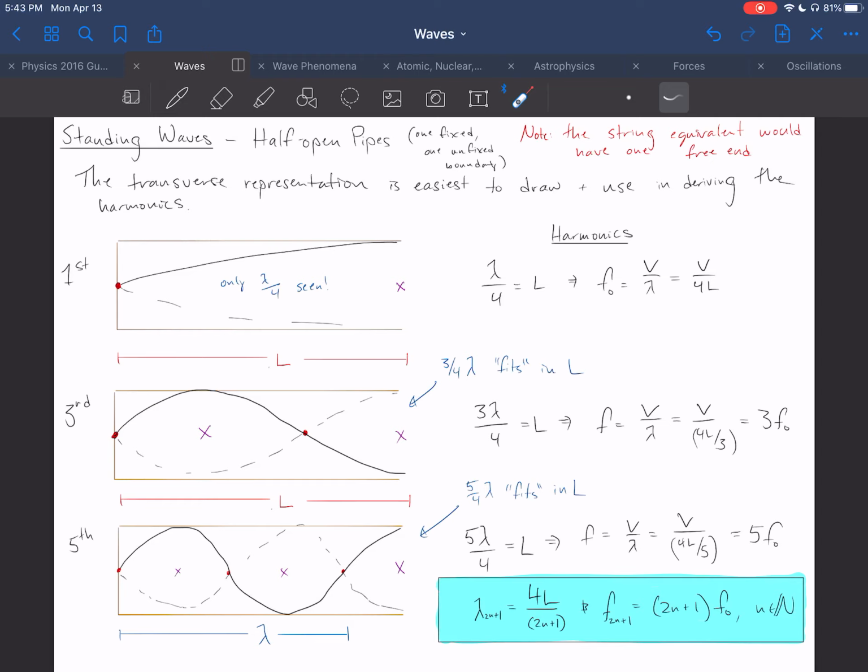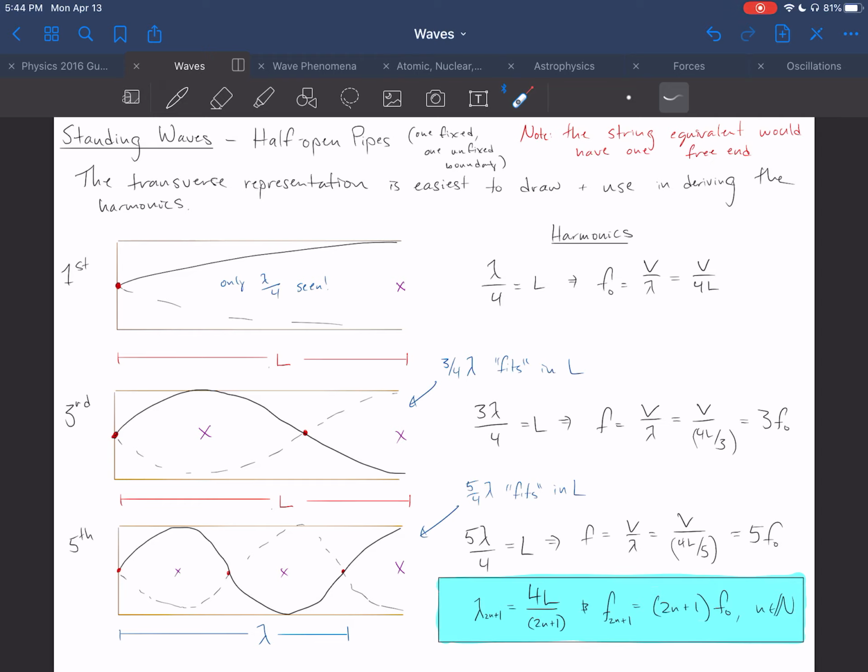We want to remember what it means in terms of the longitudinal wave that's actually being created in the pipe. But the transverse representation will allow us quickly to move to the equations that govern the relationships between the wavelength, the frequency, and the length of the pipe. So, for a half-open pipe, as we discussed, there is a quarter wavelength seen, and therefore lambda over 4 equals L, which implies that the fundamental frequency is equal to v over lambda, which is equal to v divided by 4L.